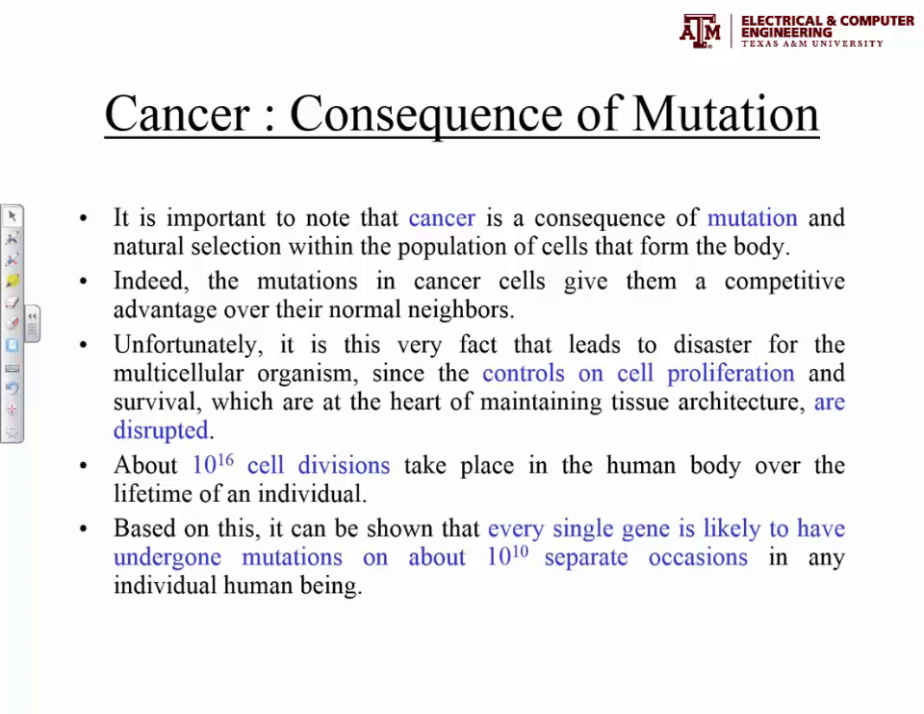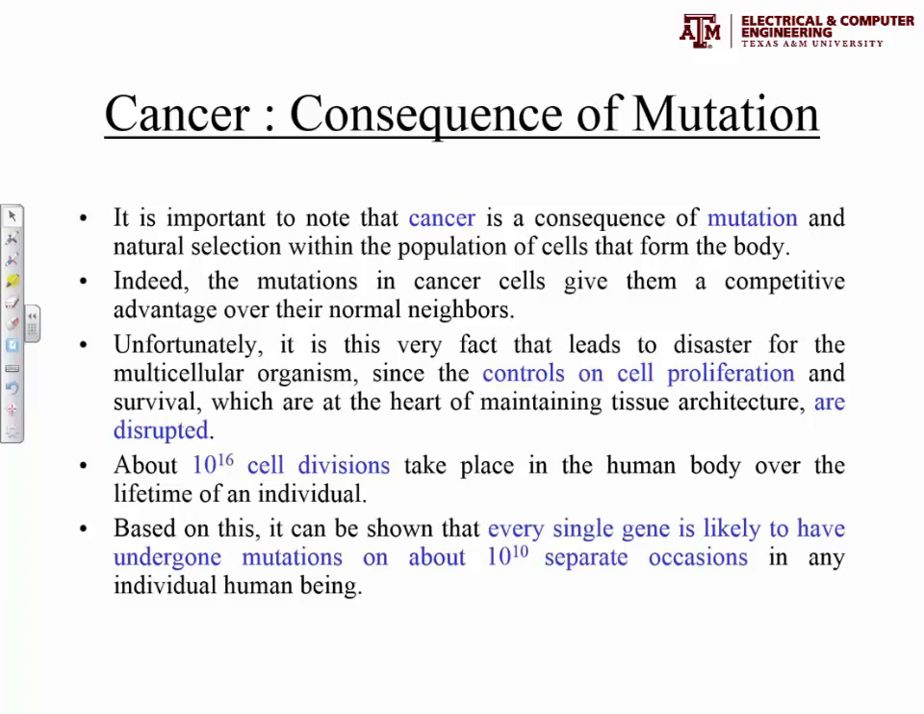Now, it is important to note that cancer is a consequence of mutation and natural selection within the population of cells that form the body. All right, so the principle of survival of the fittest works, okay, because the cancer cell is the fittest one. It's only looking out for itself, all right. So indeed, the mutations in cancer cells give them a competitive advantage over their normal neighbors. Unfortunately, it is this very fact that leads to disaster for the multicellular organism, since the controls on cell proliferation and survival, which are at the heart of maintaining tissue architecture, are disrupted, right.